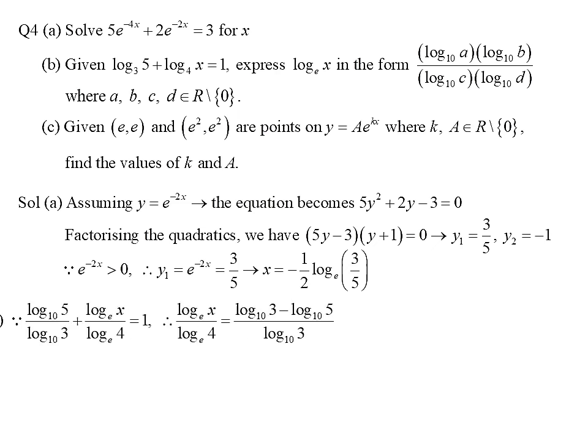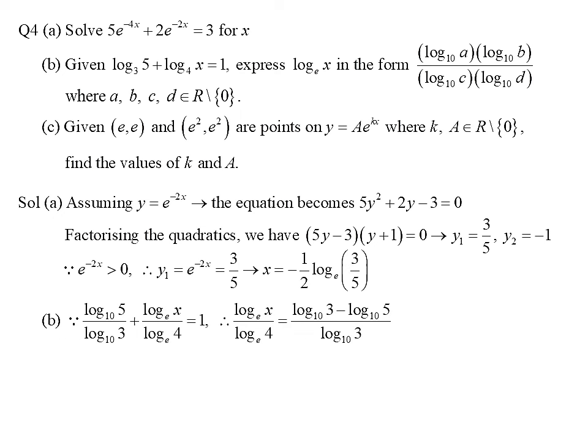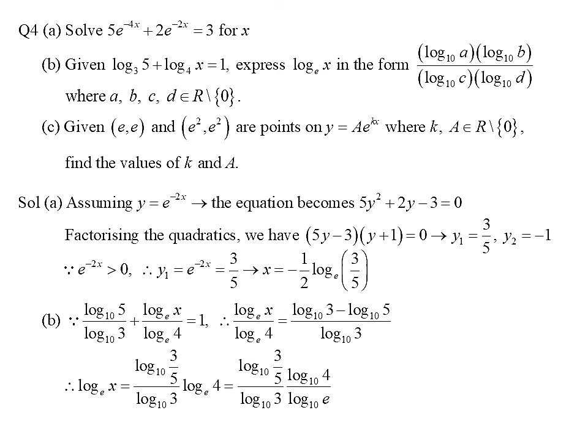5. For question 4b, change the base of logarithm base 3 of 5 to logarithm base 10, and change logarithm base 4 of x to base e, as shown on the screen. On the right side of the equation, 1 can be replaced by logarithm base 10 of 3 over itself. After manipulation and simplification, logarithm base e of x can be expressed in the required form.